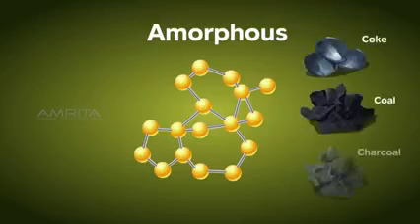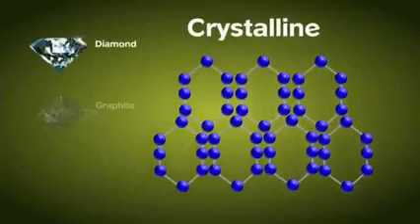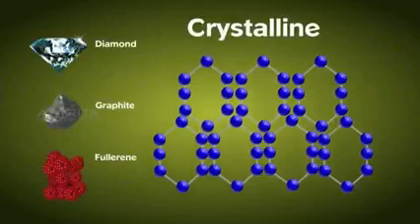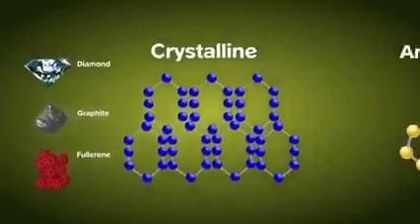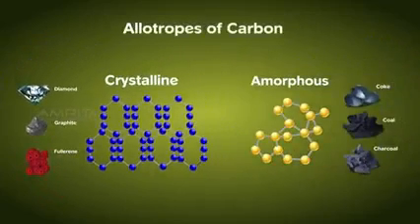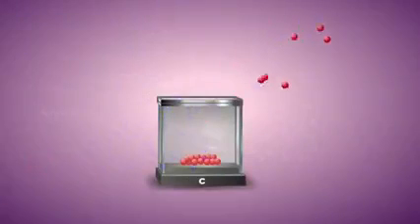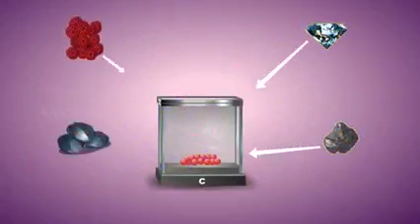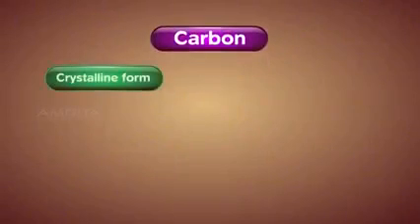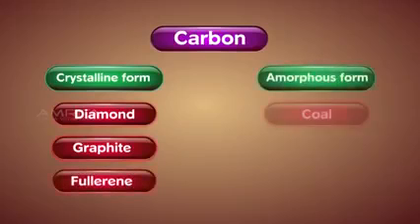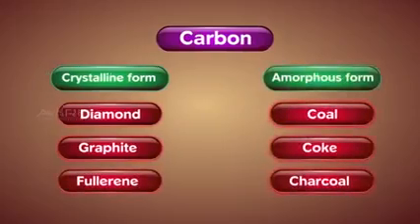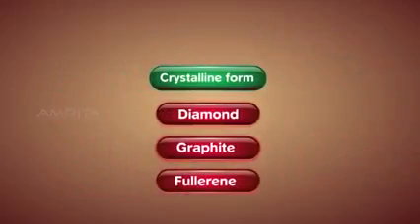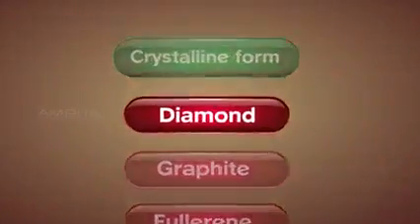Coal, coke and charcoal are amorphous forms of carbon. Diamond, graphite and fullerene are crystalline forms of carbon. These forms are called allotropes of carbon. Allotropes are forms of the same element which exhibit different physical properties but with the same chemical composition. Let's now classify carbon according to its shape, structure and physical properties. Accordingly, let us understand the crystalline forms.